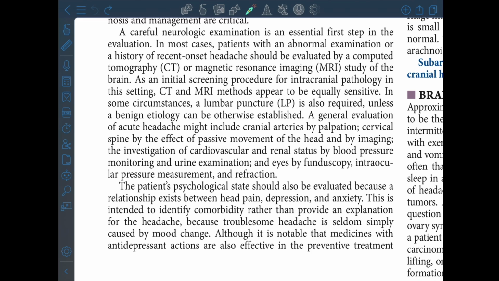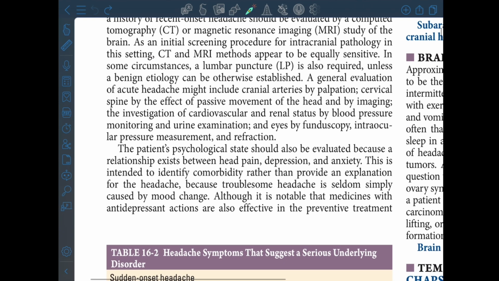A general evaluation of acute headache might include cranial arteries by palpation, cervical spine by the effect of passive movement of the head, and by imaging. The investigation of cardiovascular and renal status by blood pressure monitoring and urine examination, and eyes by fundoscopy, intraocular pressure measurement, and refraction. The patient's psychological state should be evaluated because a relationship exists between head pain, depression, and anxiety.